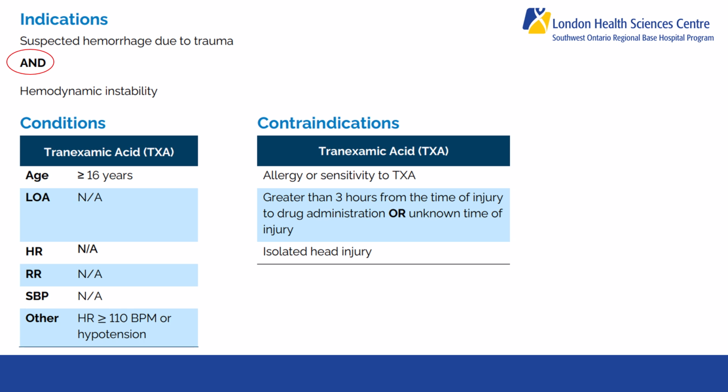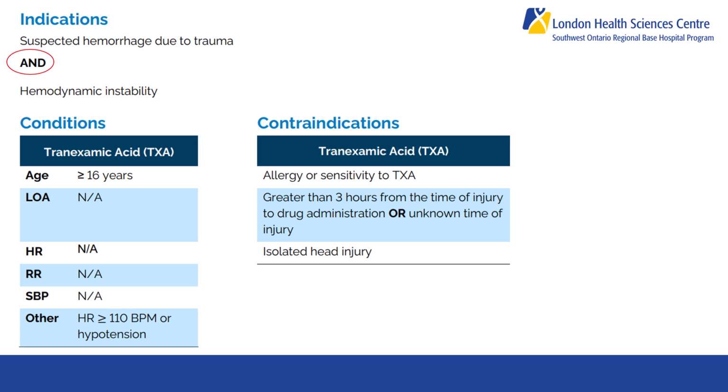First, we see the removal of "OR" under indications for TXA administration. Our indications now are suspected hemorrhage due to trauma and hemodynamic instability, with the conditions being your patient is greater than or equal to 16 years of age, with a heart rate greater than or equal to 110 beats per minute, or hypotension.